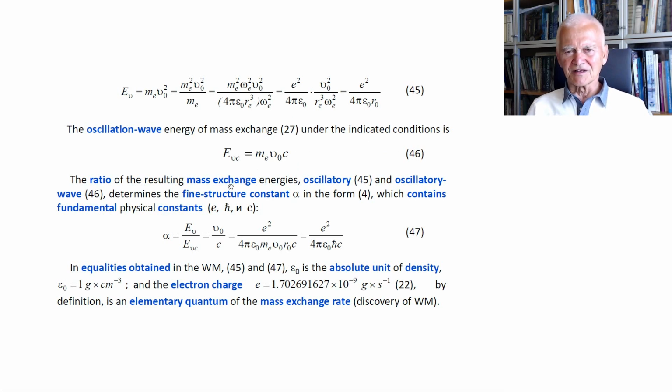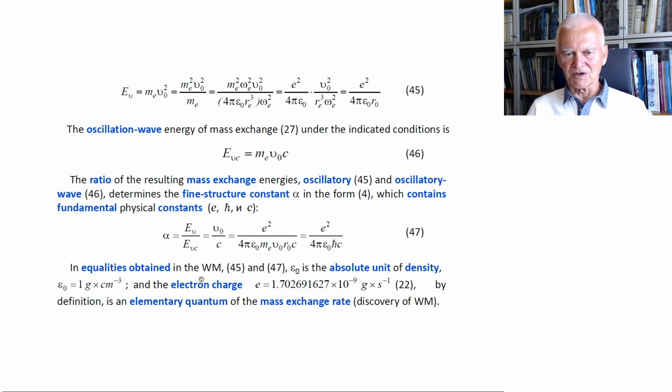The ratio of the resulting mass exchange energy and the oscillatory wave energy determines the fine structure constant alpha in the form 4, which contains the fundamental physical constants e, h bar, and c. So, from the ratio of this energy and the ratio of speeds, we obtain the same form of the equation for alpha as the form accepted in modern physics, 4.